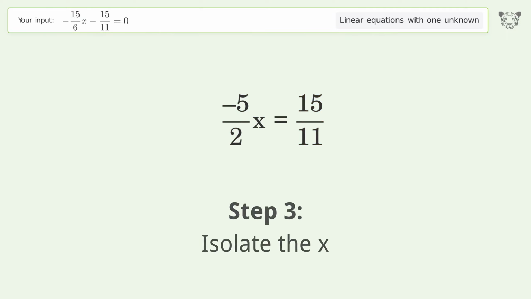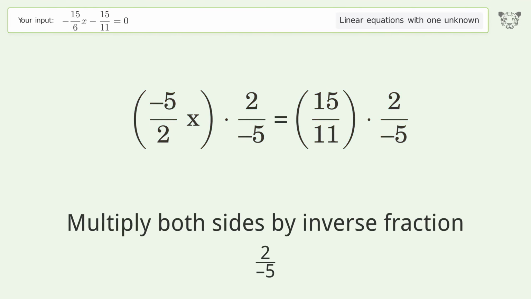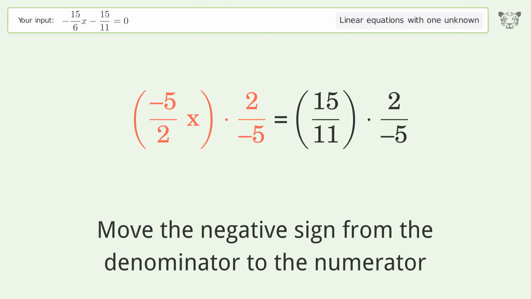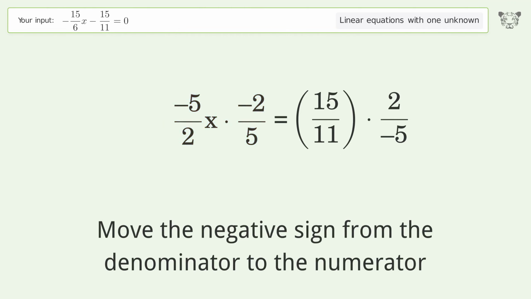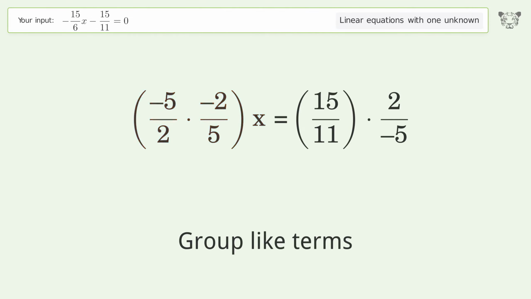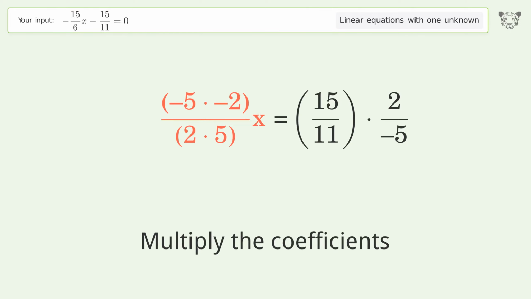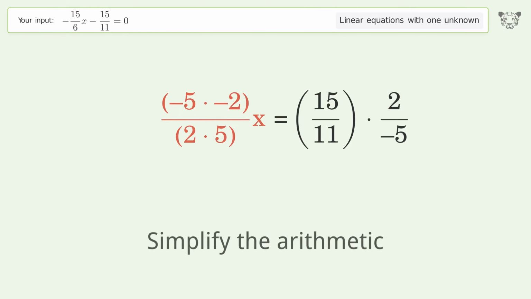Isolate the x. Multiply both sides by inverse fraction 2/5. Move the negative sign from the denominator to the numerator. Group like terms. Multiply the coefficients. Simplify the arithmetic.